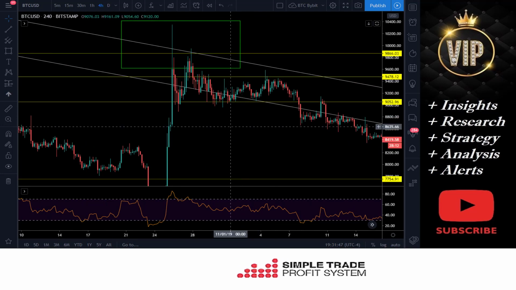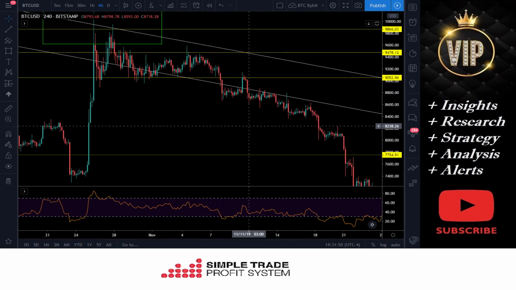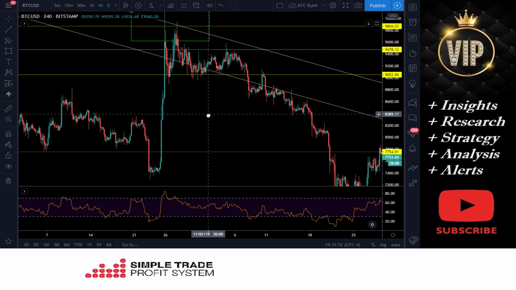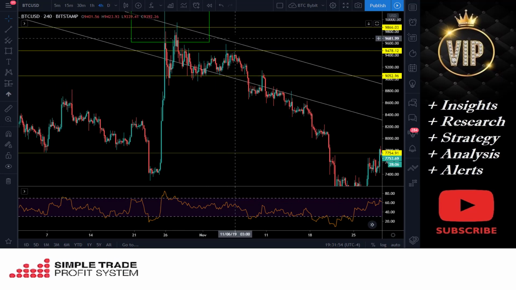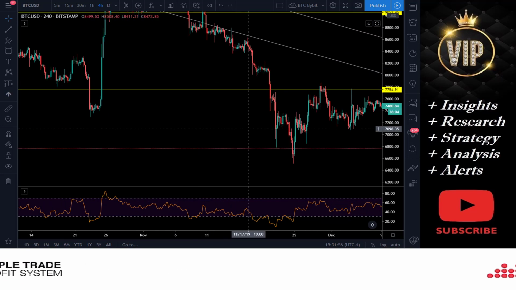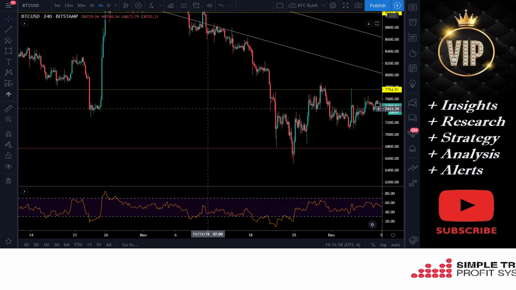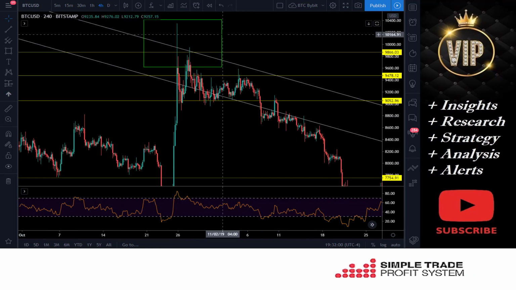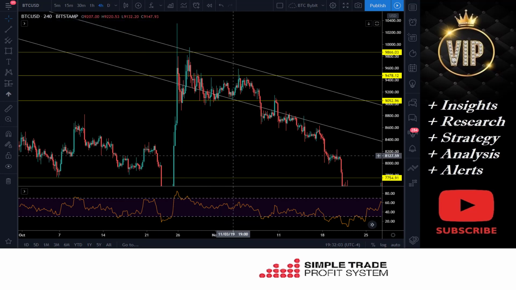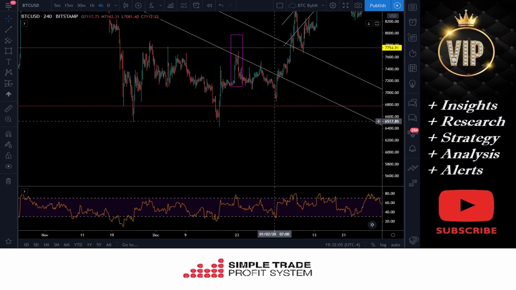And had we done that, look at how price, we were up in the 9,700 range, and it continued all the way down to 6,500. That would have been a very, very profitable trade. So there's one example. Let's look at another one here.